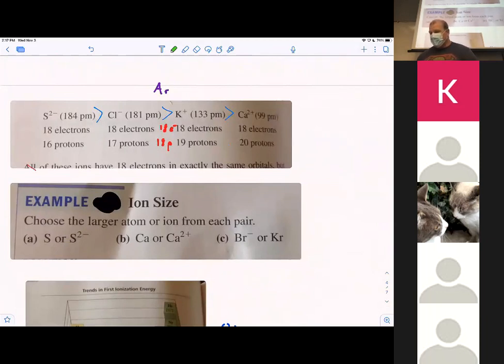So the next thing we're going to talk about are isoelectronic ions. So iso means same. Isoelectronic means same number of electrons. So same electronic structure. I used to just briefly go over this, and I find that whenever I ask questions on this, only one third of the class would get it right. Now I've been talking more about it, and two thirds of the class gets the questions right.